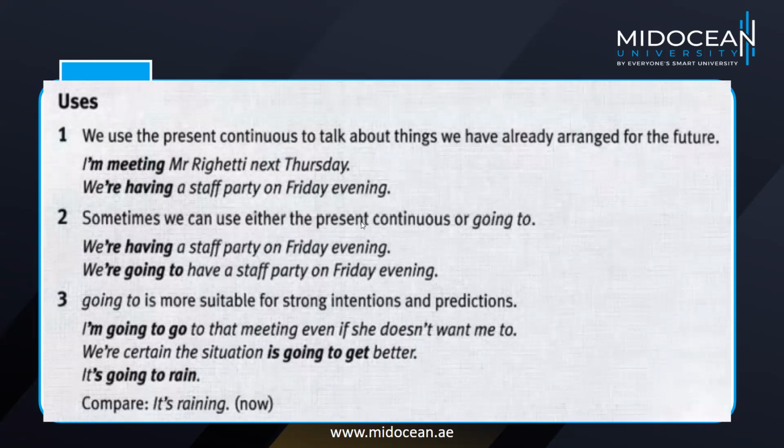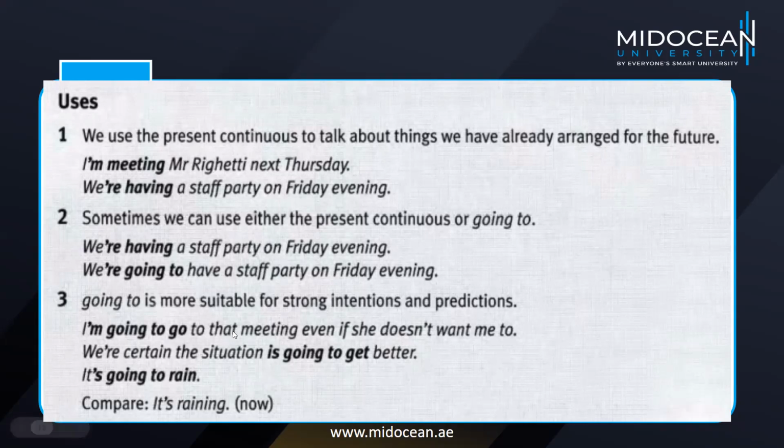Sometimes we can use either the present continuous or going to. Sometimes we can use them for the same purpose. So we're having a staff party on a Friday evening. We're going to have a staff party on a Friday evening. So the same here: we have the present continuous, and here we have going to. But going to is more suitable for strong intentions and predictions. As we said, with going to we have intentions, but with the present continuous, we have arrangements. Okay.